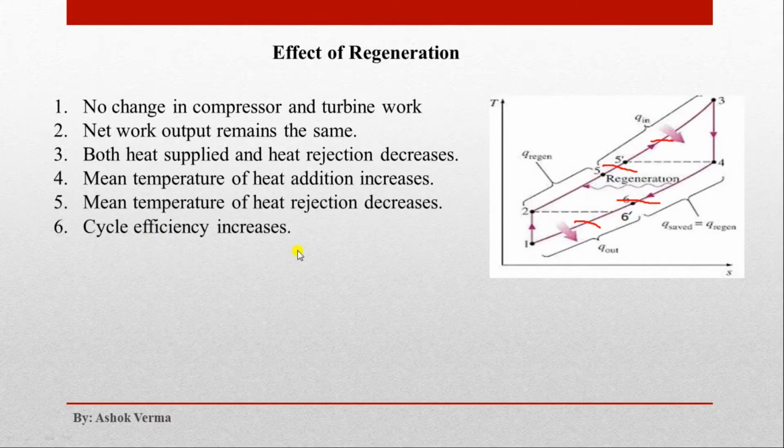Cycle efficiency increases. Since there is no change in the net work output, and efficiency is a function of the net work output upon the heat supply, and the heat supply is decreasing, then if the heat supply decreases with no change in the net work output, the efficiency of the Brayton cycle will increase.